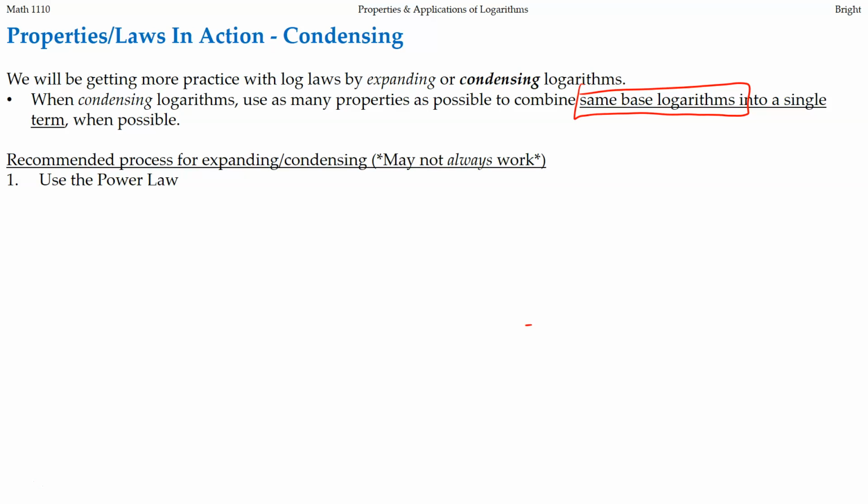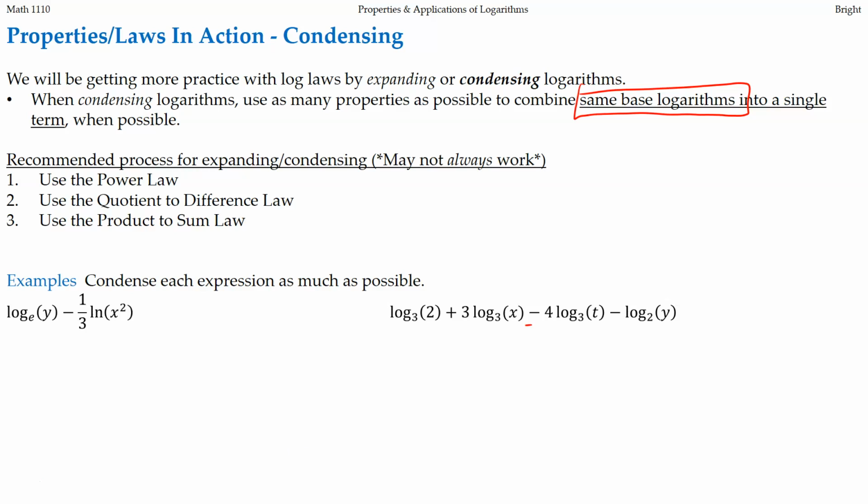So if we have any coefficients, we want to write those as exponents on whatever's inside. Then after we do that, if we see a quotient, or if we see a difference, so a subtraction, we're going to write that as a quotient. And then finally, if we see a sum, we're going to write that as a product. Okay, so here we go.